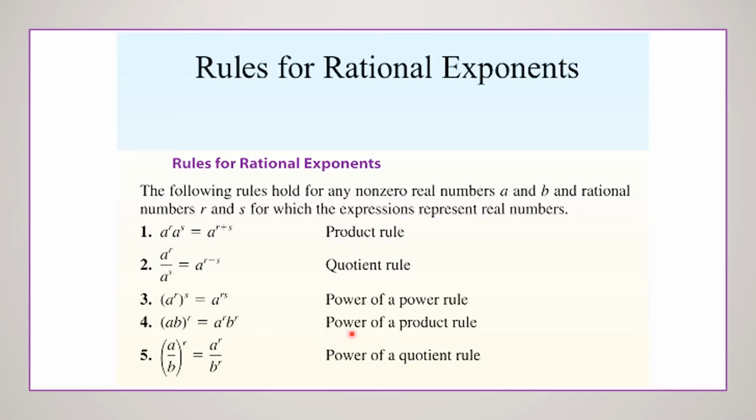And we have power of a product rule. You're just going to copy the base, then distribute or multiply the exponent outside to the exponent inside. So then we have power of a quotient rule. You're just going to distribute the exponent outside to the exponent inside.